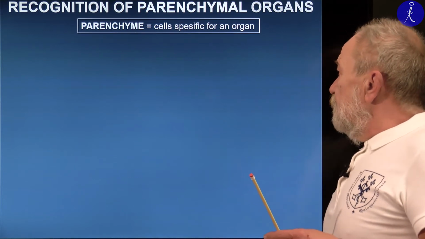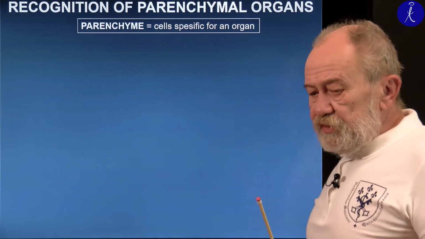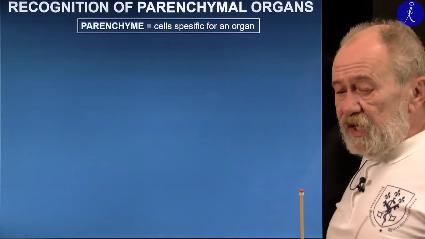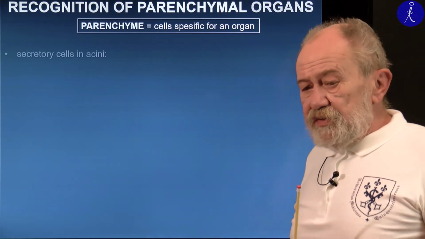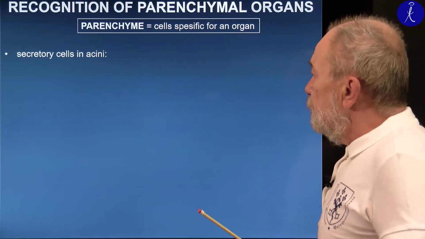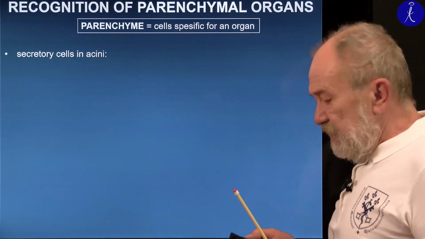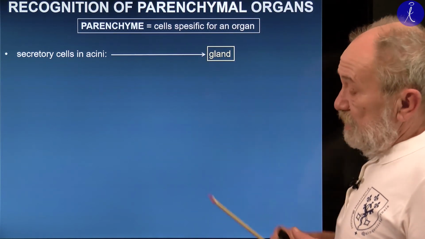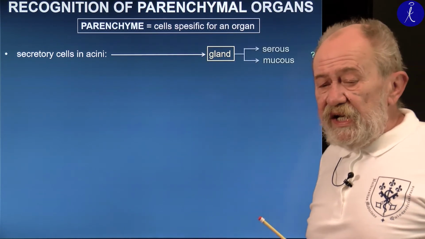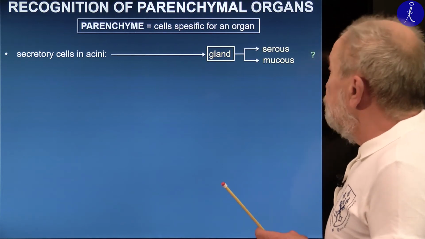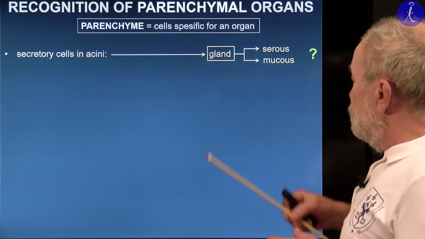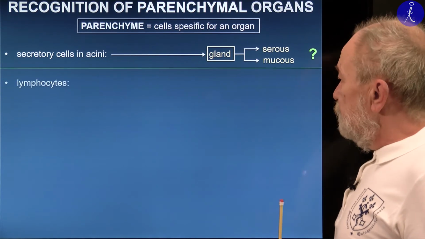Then parenchymal organs, you should look at the difference between them, and of course the difference lies in the parenchyma specific to the given organ. If the parenchyma is made up of secretory epithelia, then you can state that the slide is from a gland. But there are two different types you had to distinguish in this semester, the serous and the mucous. We should get back to this point.